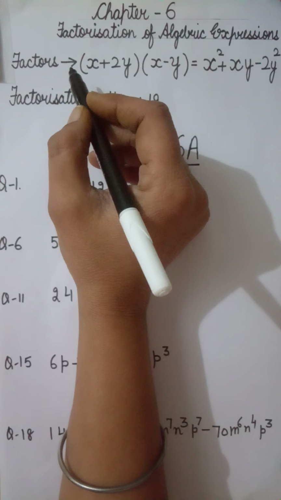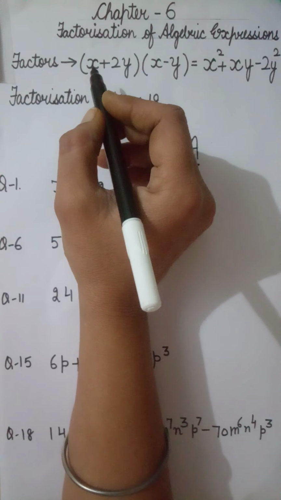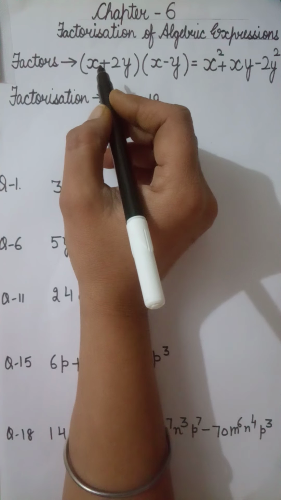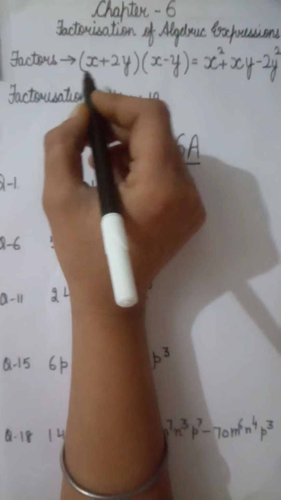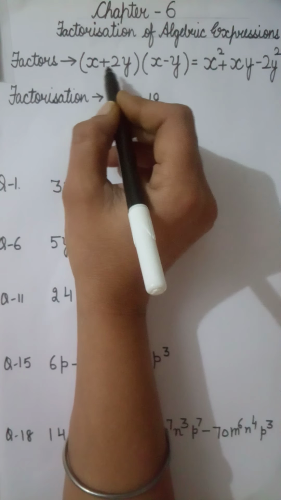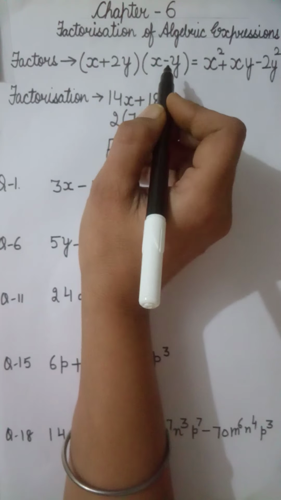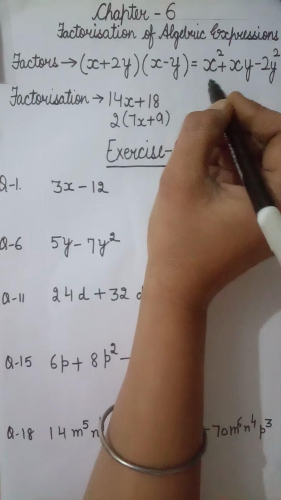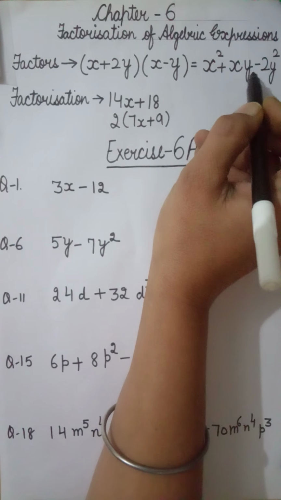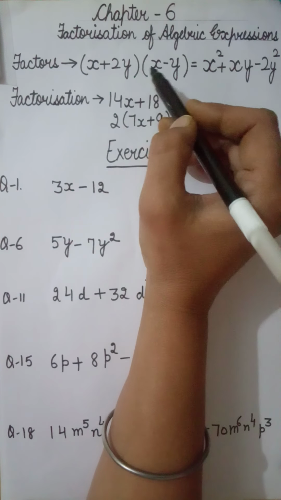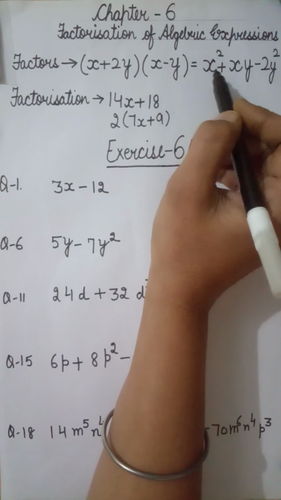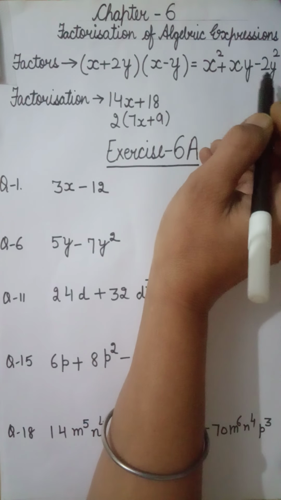Now factors. When we multiply two or more expressions, then each expression is called a factor of the product. For example, if we multiply x plus 2y and x minus y, the product is x square plus xy minus 2y square. Then we can say x plus 2y and x minus y are factors of this expression x square plus xy minus 2y square.